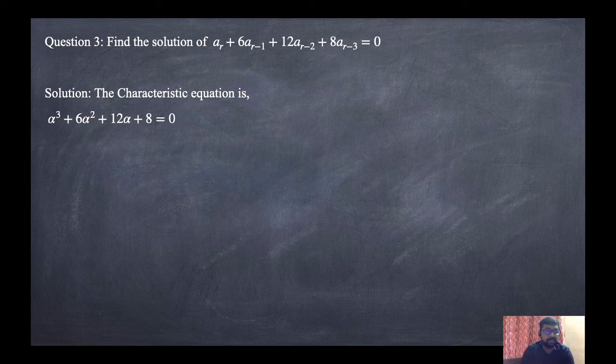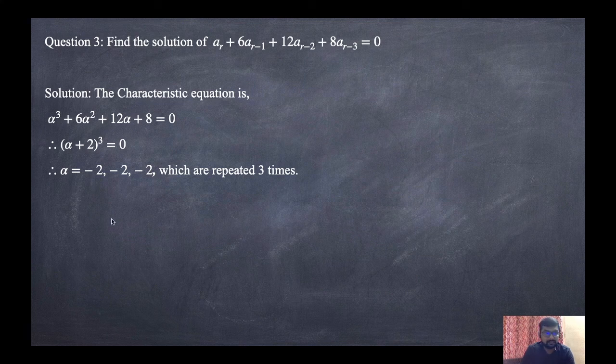Now, this is a cubic equation, but actually it is a perfect cube of alpha plus 2. So (alpha plus 2) cube equals 0. Hence, alpha is minus 2, minus 2, and minus 2. Now here you can see that minus 2 repeats 3 times. In the previous two examples, it was unique roots, but now here the roots are repeating. So we will use the second case.